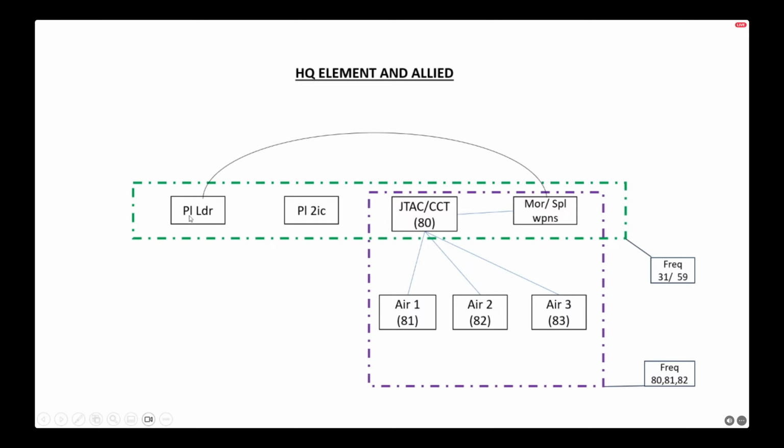Why? Because the platoon leader does not have the situational awareness of what is going on in the air. The JTAC has the situational awareness of what is going on in the air, and he advises the platoon leaders on what is possible and what is not possible.